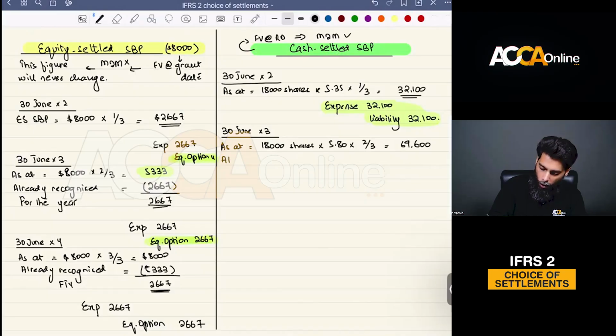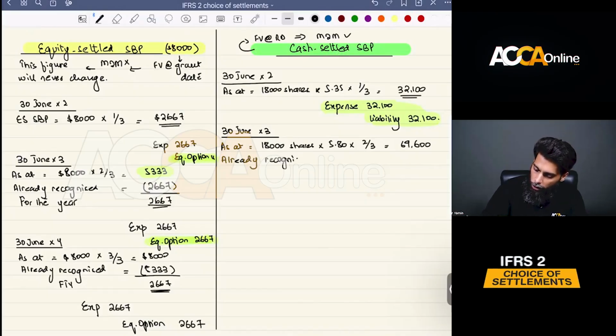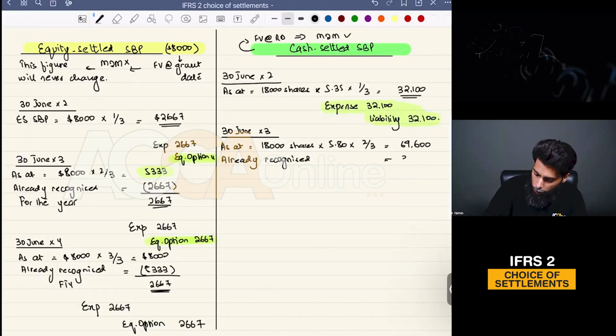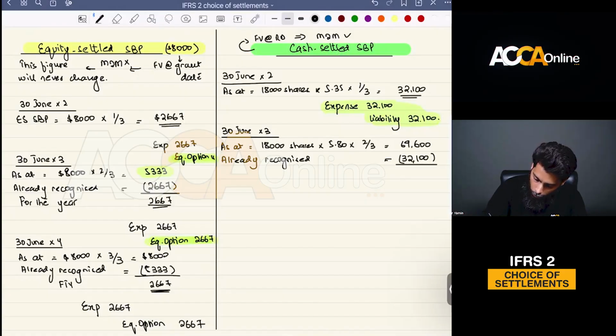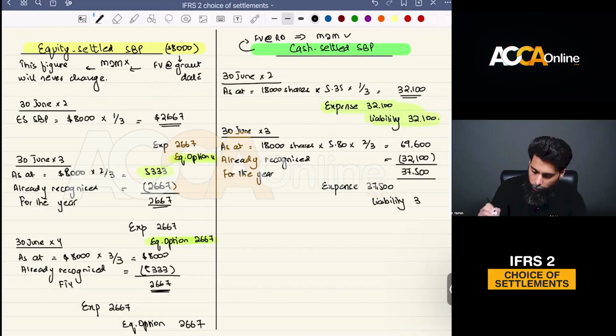Now then what do we do? We subtract already recognized. The value of already recognized is 32,100. And that means for the year the value is 37,500. Excellent, guys. Then what is supposed to be the accounting entry? Expense debit 37,500 and liability credit 37,500. Done? Clear for everybody?